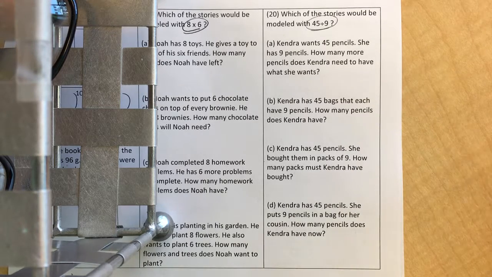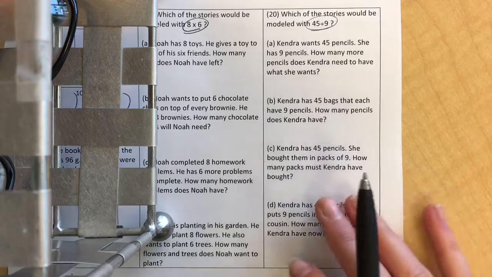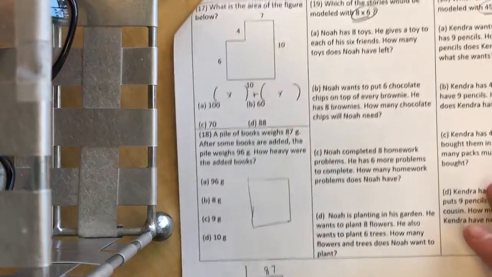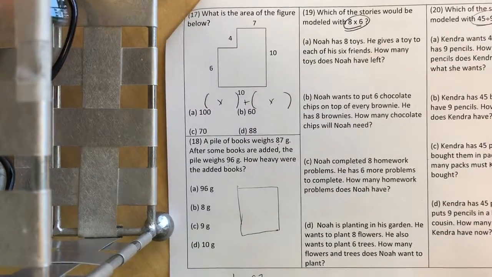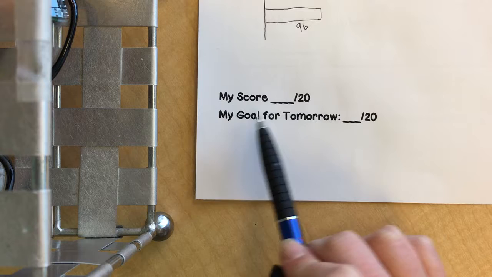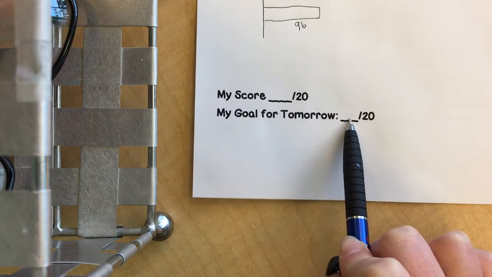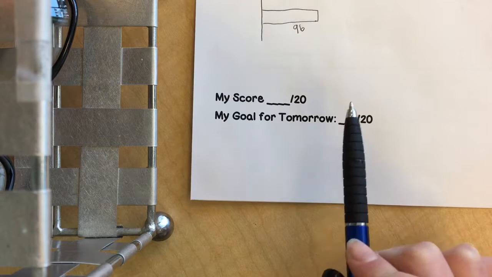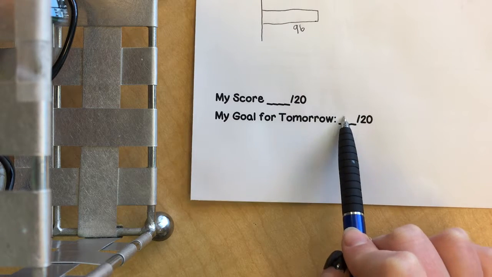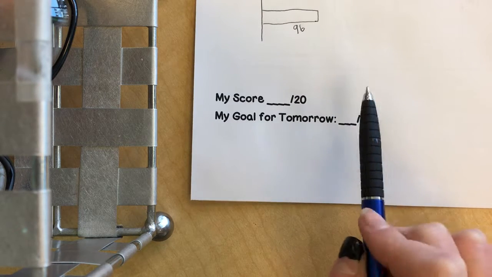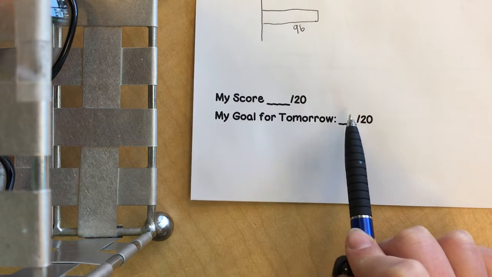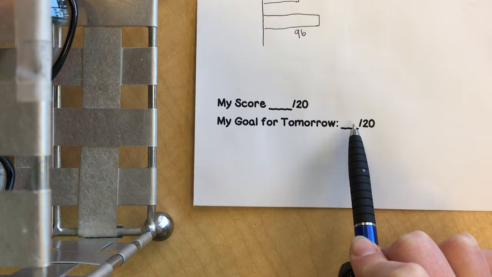So as always, make sure that you are showing your work and asking your teacher for any help on problems that were extra difficult for you tonight. And we also are tracking what our score was for the day and what our goal is for tomorrow. We want to just be bettering ourselves each night. We're completing our homework so that even if it's just 1 point better, that's a huge improvement, and we want to just keep working towards that until PARCC.